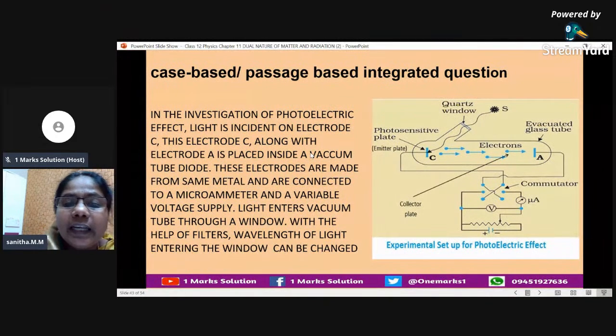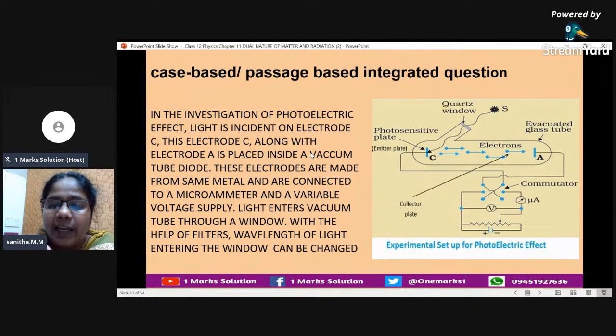So how are you getting the electrons actually? You can see a quartz window, one window is there. Through that window, the light is coming. You can see a sun is also there. When light is incident on the photosensitive surface, electrons will be ejected from there. If it is at least the minimum frequency, then only it will be ejecting electrons. The electrons will be ejected from that.